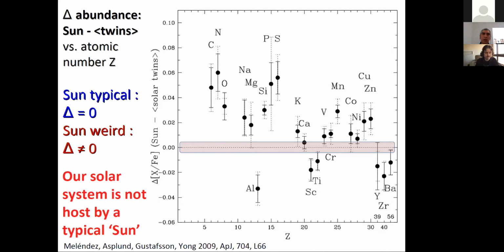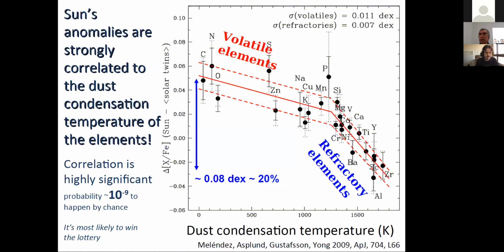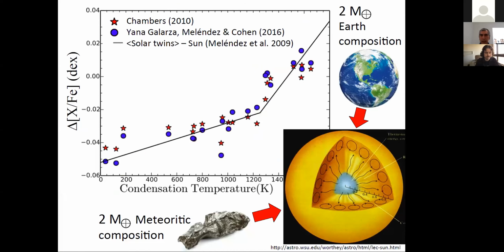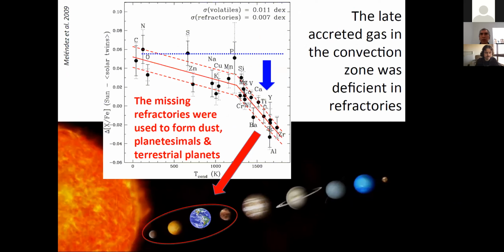Here in this plot, I show the difference between the chemical composition of the Sun and the average of solar twins, of this sample of 11 solar twins. And you can see that the difference is not zero. And then when you plot this difference against dust condensation temperatures, you see a very nice correlation. So the Sun's composition may have some relation with planets. And we argued at that time that these smaller amounts of refractory elements in the Sun mean that those elements were actually used to form the rocky material in our solar system.